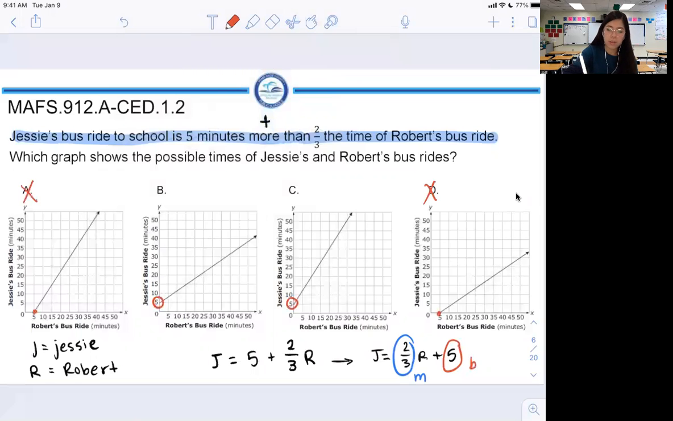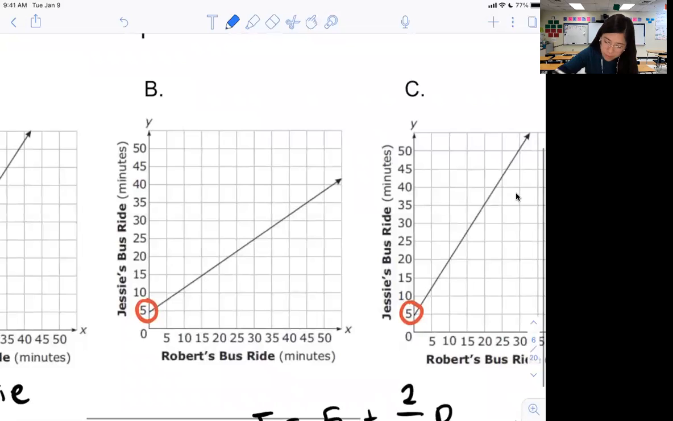And then I need to use the slope. I know that the slope is 2/3. So I need to test each option and see which one gives me 2/3. So I'm going to start with B. Let's see, I see a perfect point right here and another one over here. All right, and then I'm looking at my rise and my run. This is going by 5s. So my rise is 10.